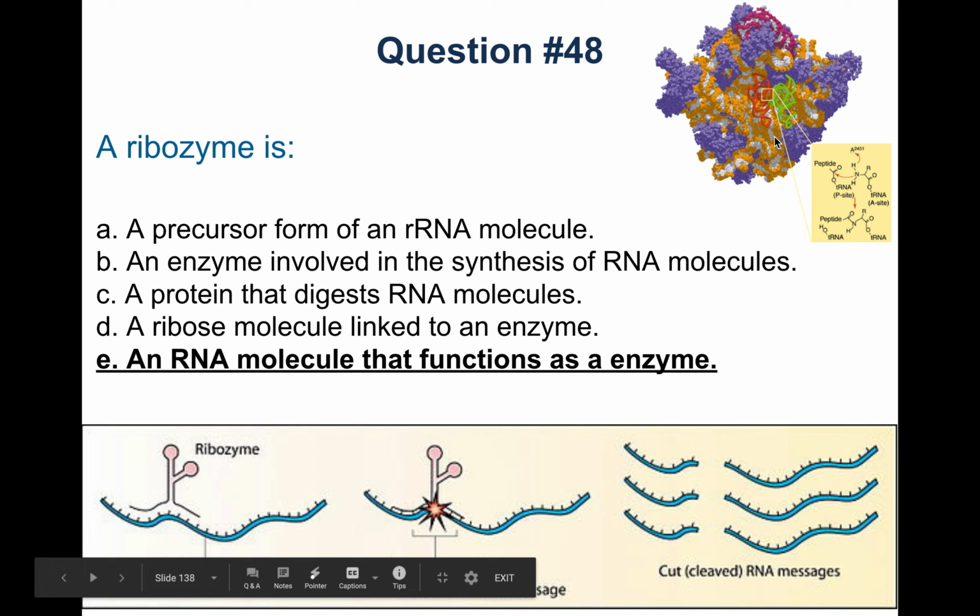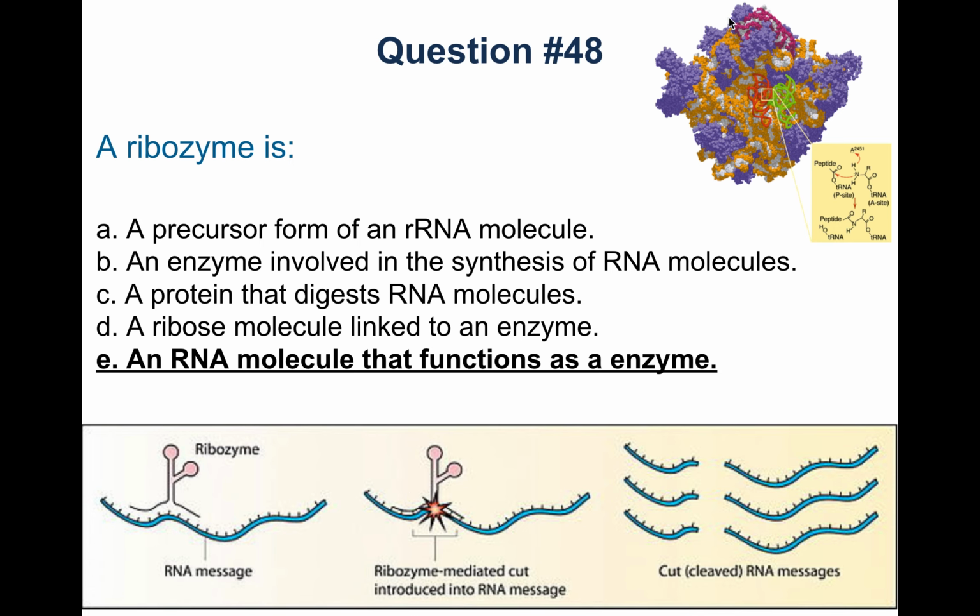Another example is our ribosomes. Ribosomes are ribozymes, made up of mostly rRNA. There are some proteins, but most of it is RNA, and they have enzymatic activities because they put amino acids together to form polypeptide chains.